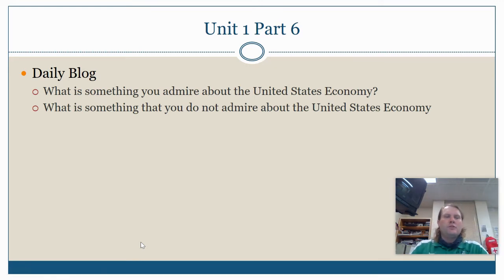First things first, go ahead and write in real quick something that you admire about the U.S. economy, and then something that you do not. So take a second and write something down for those two things.